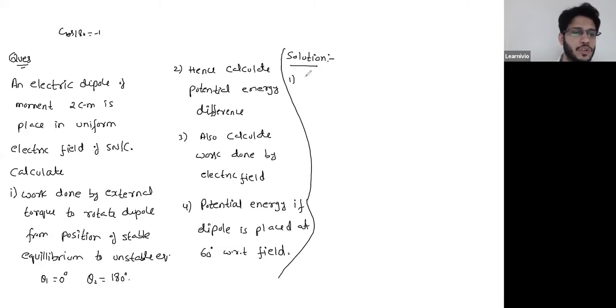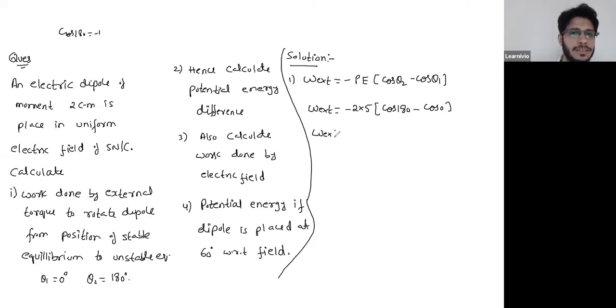So in the first part, you're supposed to calculate work done by external torque. So work done by external torque is simply minus of PE, it's cos theta 2 minus cos theta 1. Next, we can substitute the values. P is 2. E is 5. Theta 2 is 180. Theta 1 is 0. So work done by external torque is minus 10. Cos 180 is minus 1. Cos 0 is 1. So work done by external torque comes out to be 20. It's not 10, it's 20.